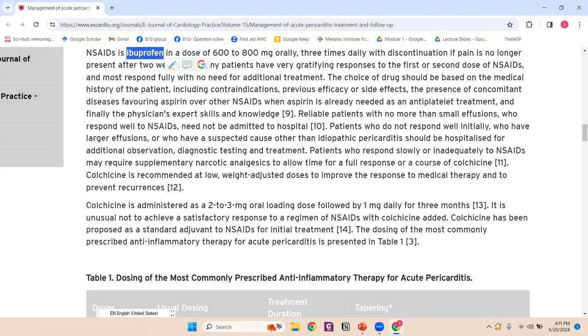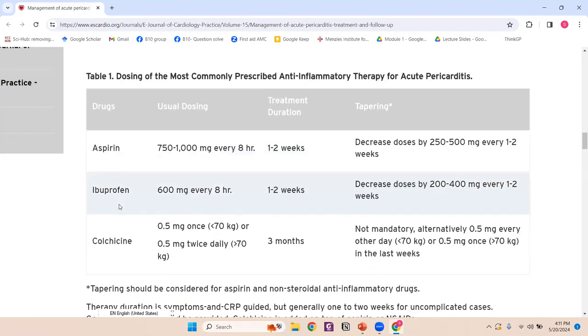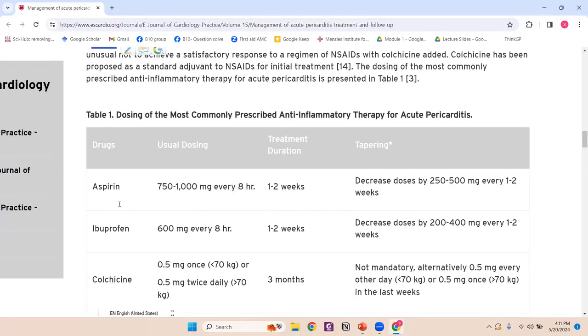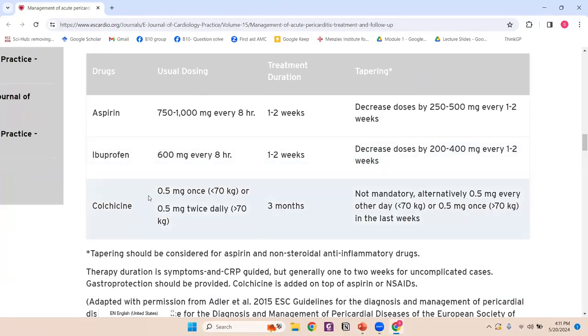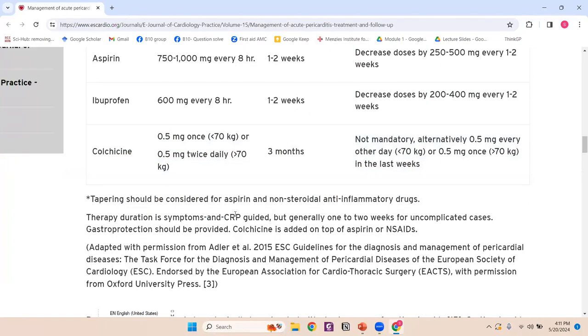Then another drug would be your colchicine. Again, you can use it when the patient is not responding to NSAIDs. That is a basic overview of your management of acute pericarditis. All right. So here you have the drugs and the doses. Colchicine is not mandatory, but it is used when there is no response to NSAIDs. But again, when you're using colchicine, it is used with an NSAID.